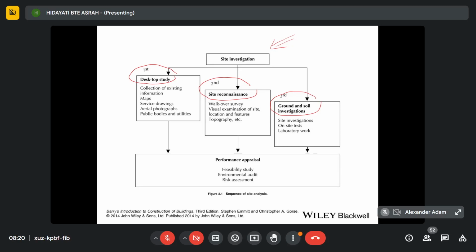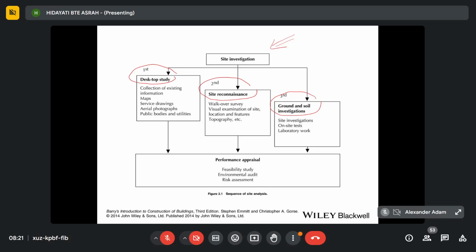The desktop study involves collecting all documents and materials related to your site project from the information you can collect from local and national authorities. You also can collect documents from the museum, private companies, and research groups, and so on. You must collect information about the proposed site, your site project. This includes maps of your site project, the service drawings. Is there any aerial photograph for your site project? Public bodies, utilities, and so on.